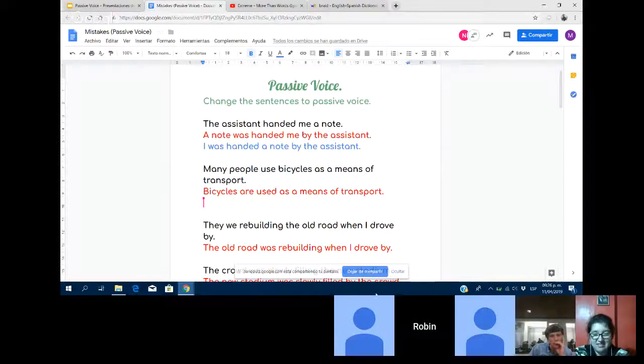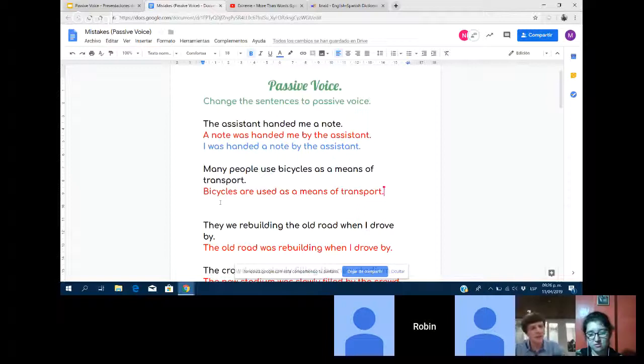So I guess it is "as a means of transport, often bicycles are used by many people." I don't know. No, because you are not creating new words. You say often, and you just have to pass to. So what is the correct one, Michael? Could you help us? "Bicycles are used as a means of transport."